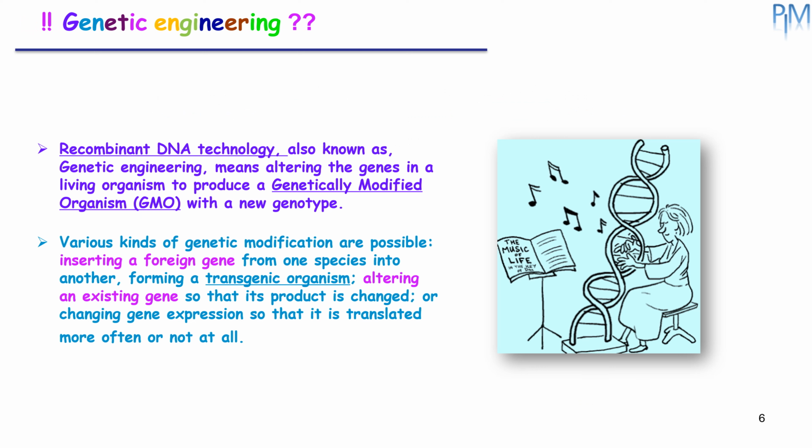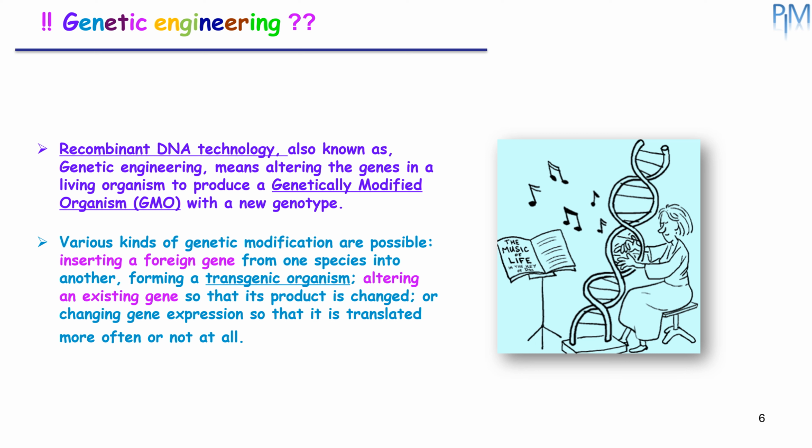Now you know about DNA, the central dogma of molecular biology, and what is meant by genes. Then one can ask the question of what is meant by genetic engineering. The answer is simple. Recombinant DNA technology is also known as genetic engineering. This means altering the genes in a living organism to produce a genetically modified organism, GMO, with a new genotype.